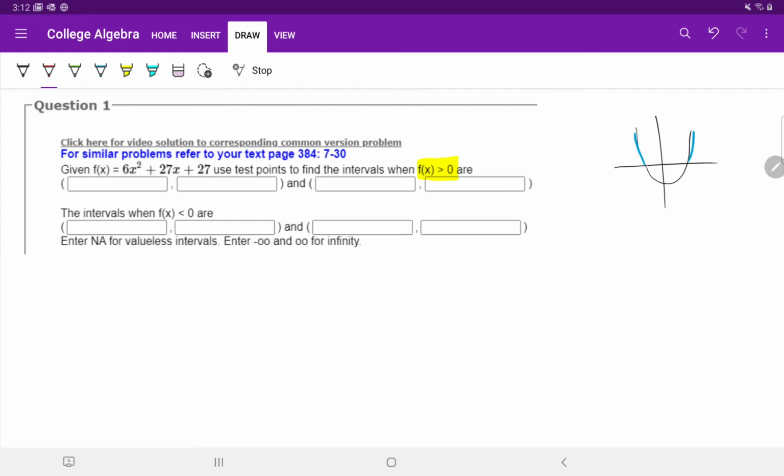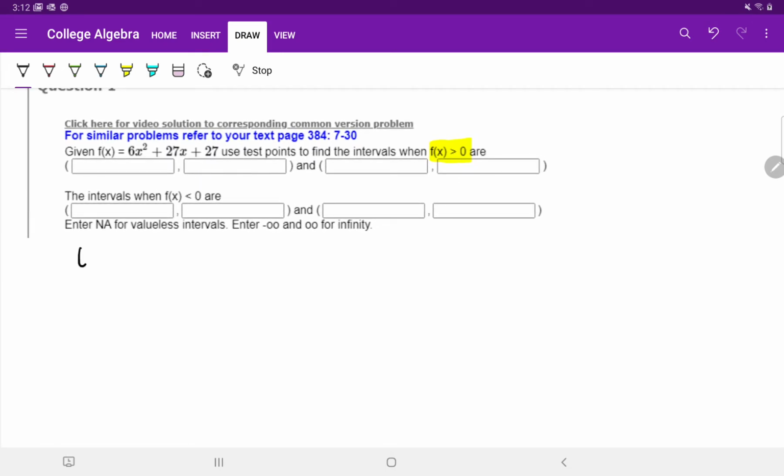So the important points we have to find are these critical values. We have to figure out what they are. So here's how we set up a problem like this. We want to know where 6x squared plus 27x plus 27 is greater than 0. The first thing we do is we find our critical numbers and our asymptotes.